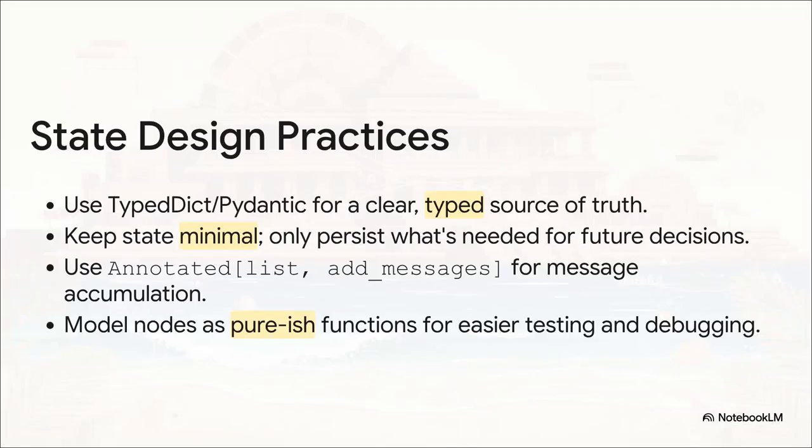All right, now for a few best practices when you're designing that state. Seriously, use TypedDict or Pydantic. It'll save you so many headaches by keeping your state clean and predictable. Also, try to keep your state as lean as possible. Only track what you absolutely need for the next decision. It makes debugging 1,000 times easier. Oh, and see that Annotated syntax there? That's a really neat trick for automatically adding new messages to your history without extra code.